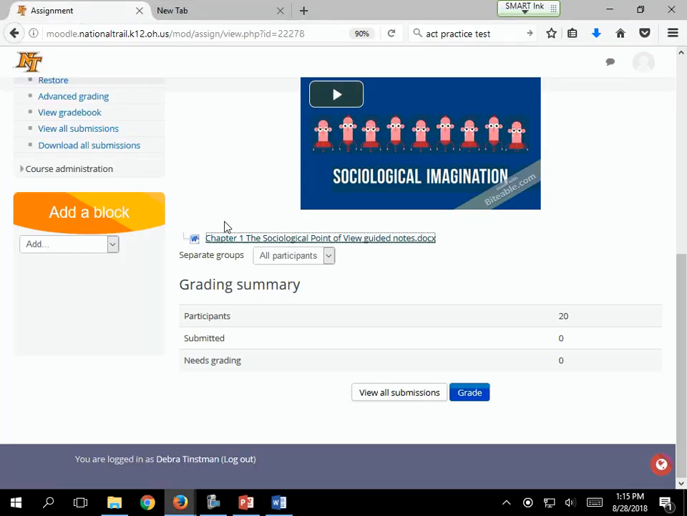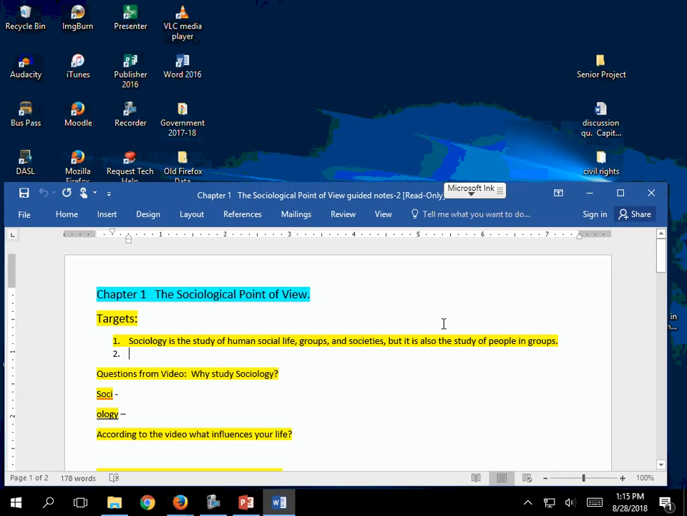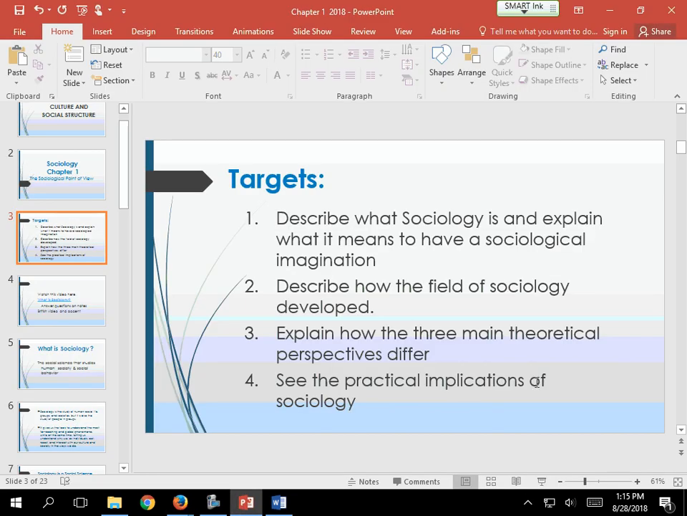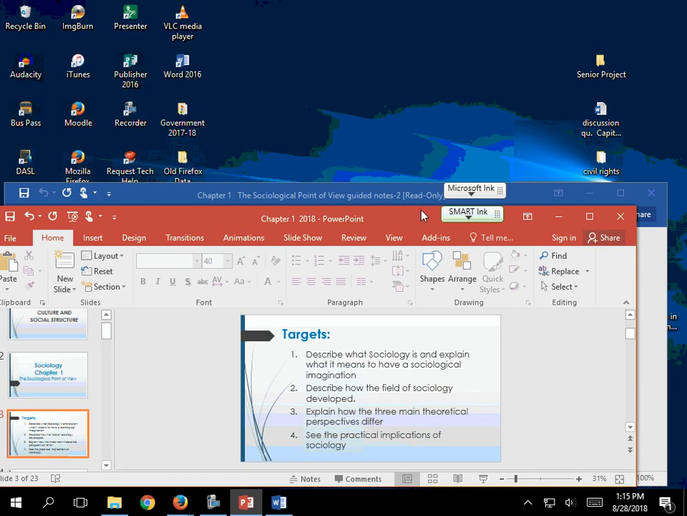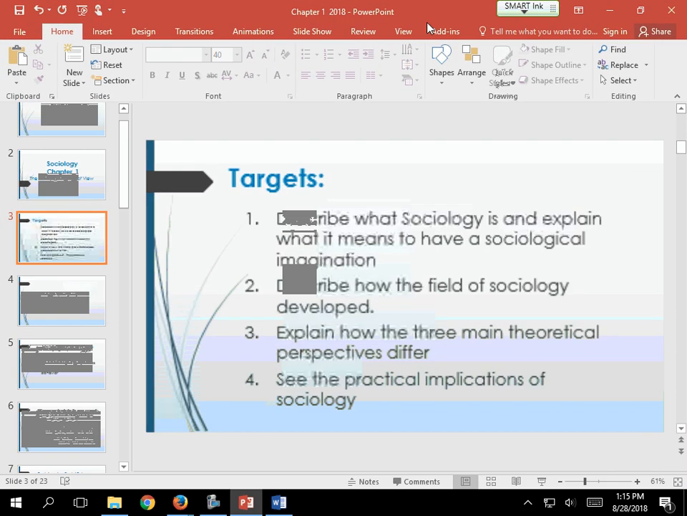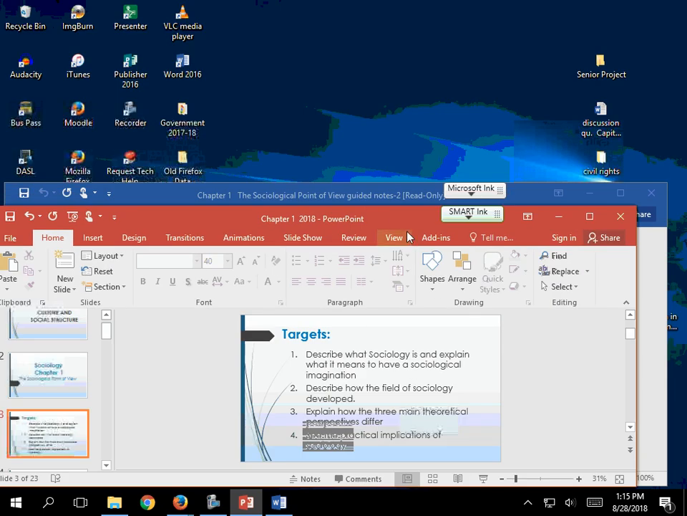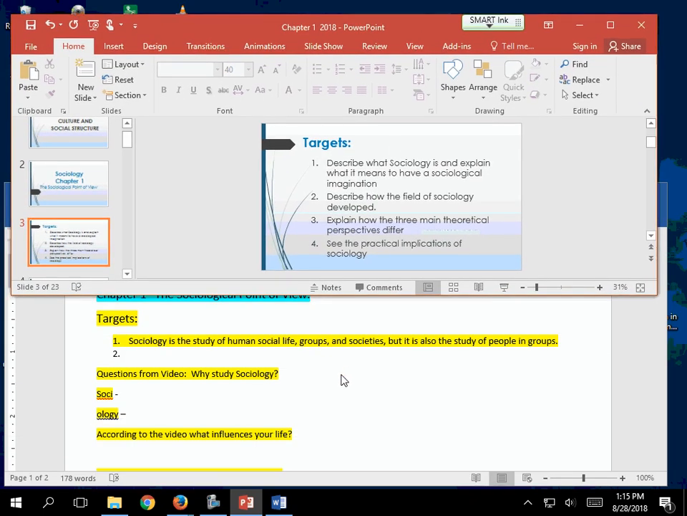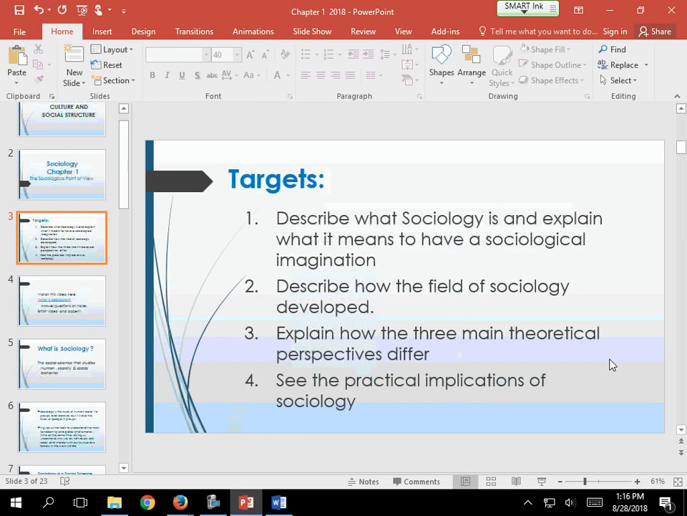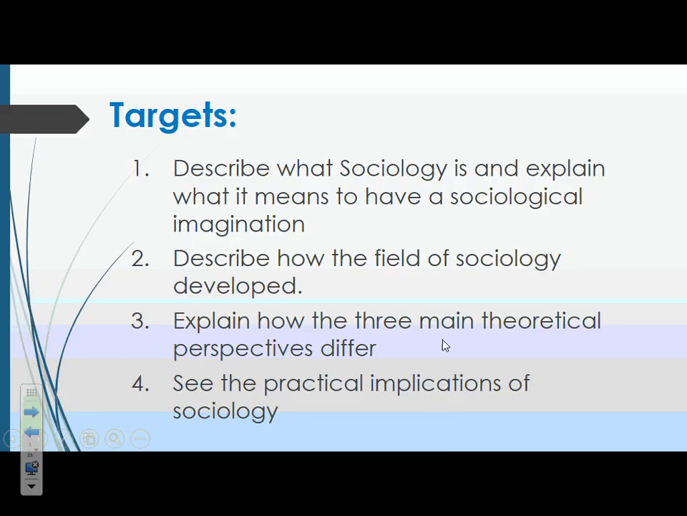And then take your notes and take the PowerPoint, put it up here, and then you can follow the notes along with the PowerPoint as you're listening to me. Okay, so there's that. Let me pull this back up. And there are your targets. We have 4 targets that we're shooting for.